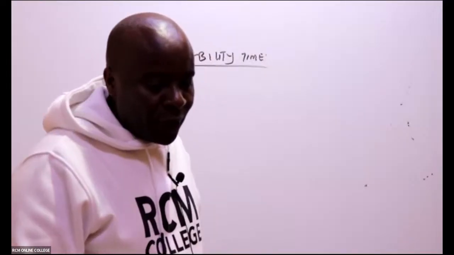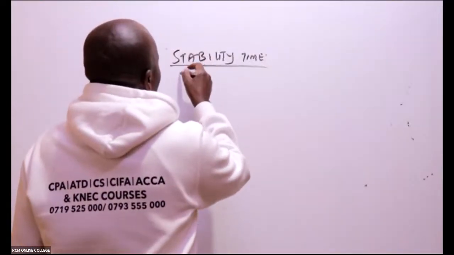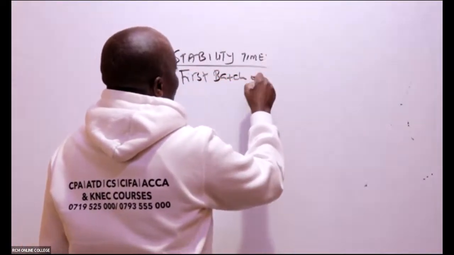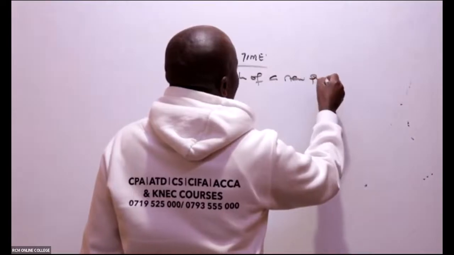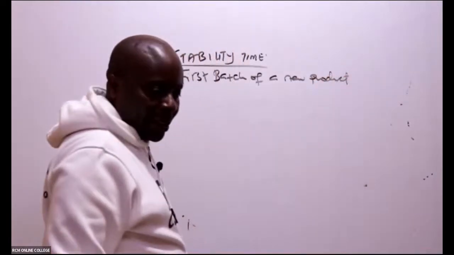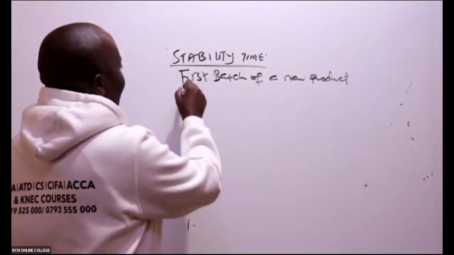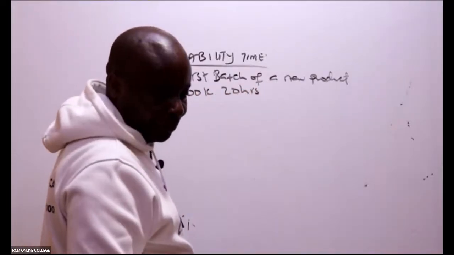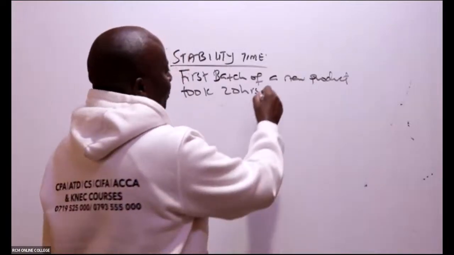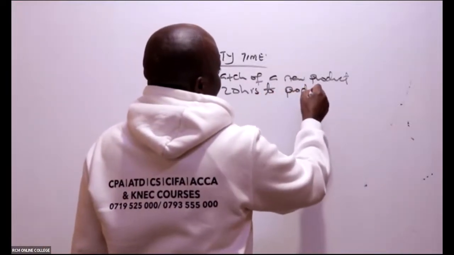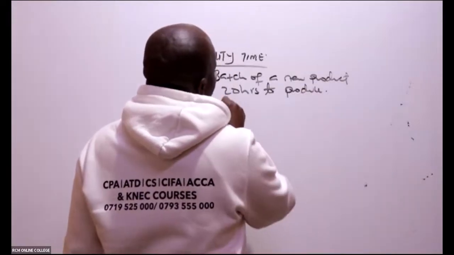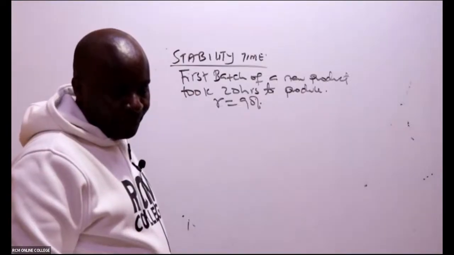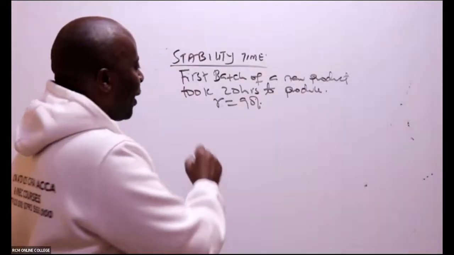The first batch of a new product took 20 hours to produce. Full stop. R, they're giving us R of 90%. R is 90%. Required.